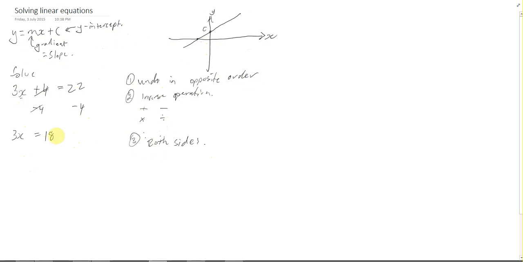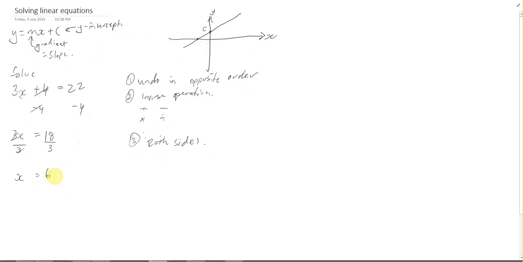Now we repeat our three things again. So first we undo in the opposite order, so we need to undo our times 3. We need to do the inverse of times 3, which is a divide by 3 to both sides. Divide by 3, and we do it to both sides. So the 3's cancel on this side, leaving us just x. And on this side, we've got 18 divided by 3, which is 6. So there's our answer, x equals 6.